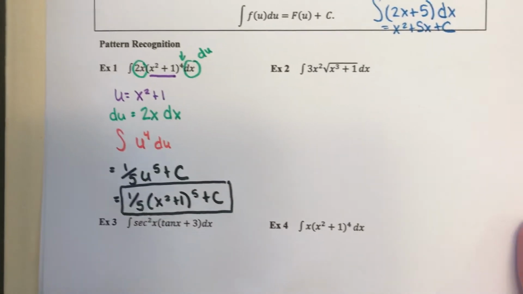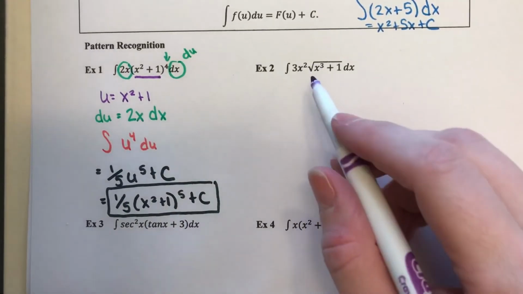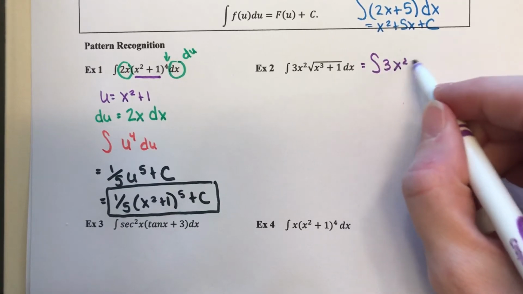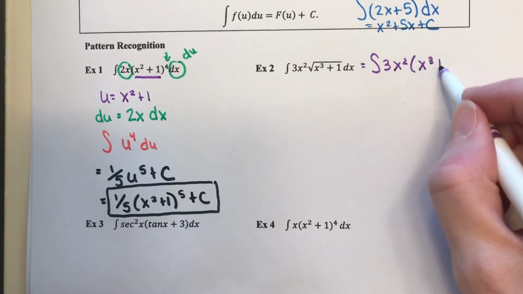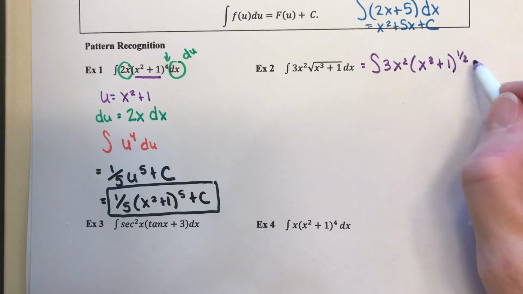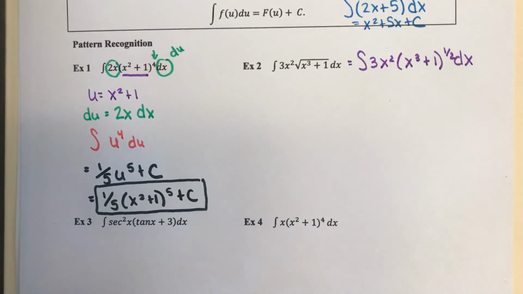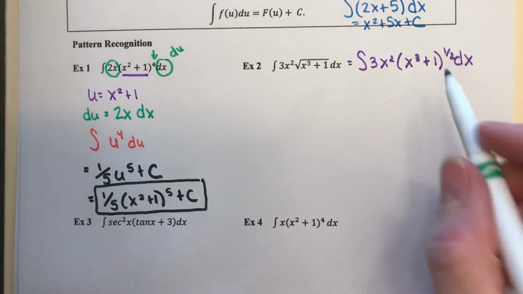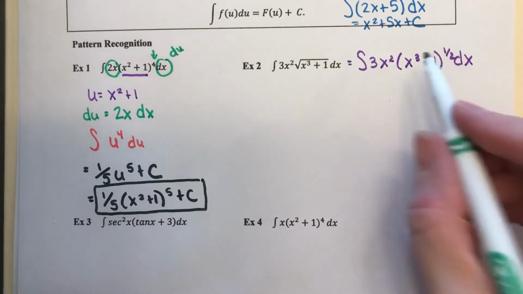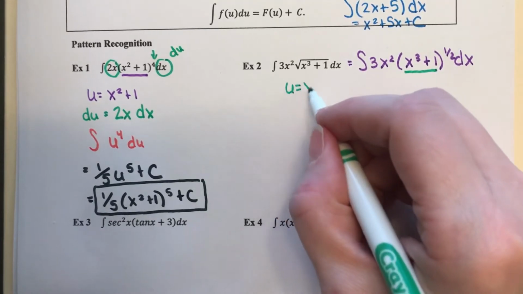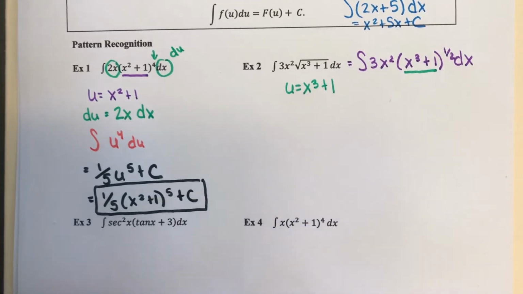Okay, so let's try number 2. Number 2, I see a radical, so first off, I'm going to rewrite my problem and write that as 1/2 power. Okay, first thing I'm going to do is find the inside part. So typically we look for parentheses first. So I'm going to set u equal to x cubed plus 1.